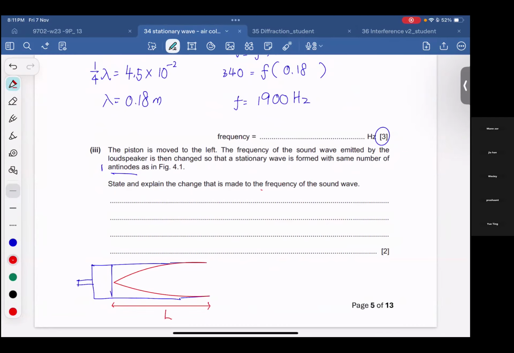What happened to your frequency? How does the length relate to frequency? Just now we kept on doing the working, right? From the length, you can find the wavelength, and using the formula, you can find the frequency. So ask yourself, when your length becomes longer, what happens to your wavelength, and what happens to your frequency? Boys and girls, try.